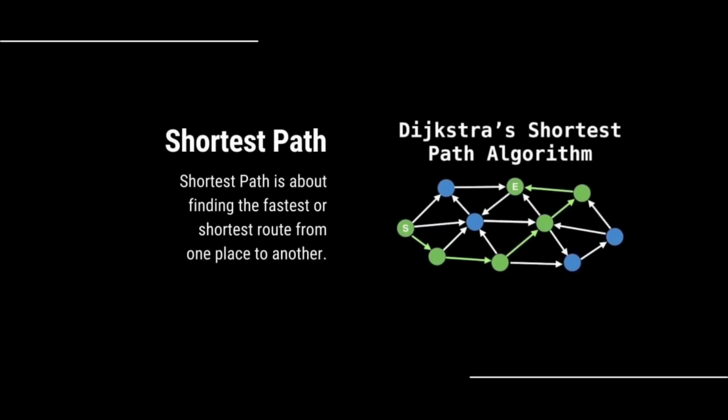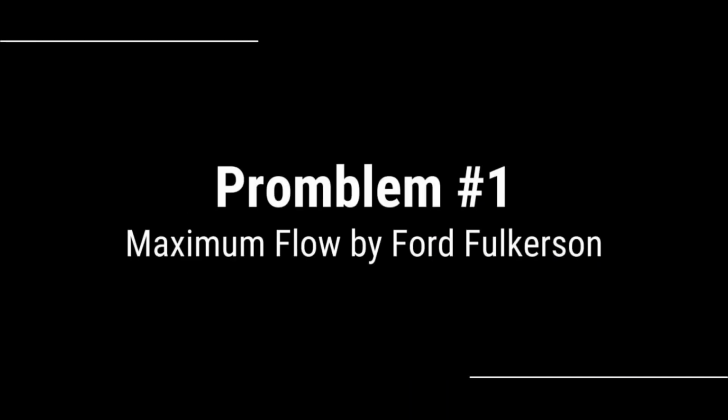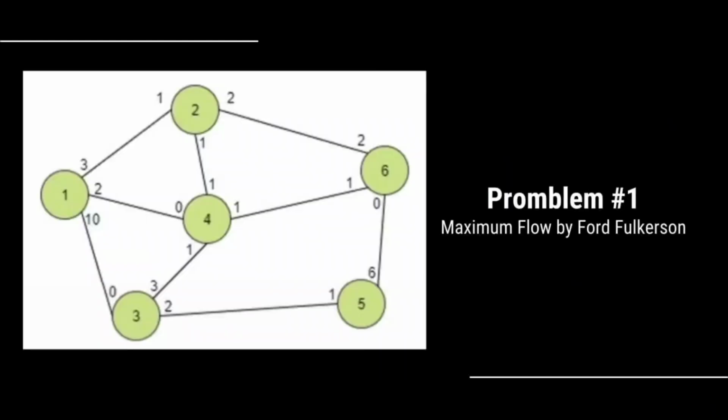Let us also analyze what is shortest path. Shortest path is about finding the fastest or shortest route from one place to another. To clarify everything, let us make a problem for both, and let us first solve a problem from Maximum Flow by Ford Fulkerson. Let's use this diagram for example.